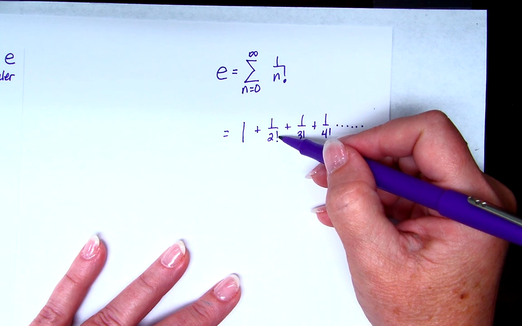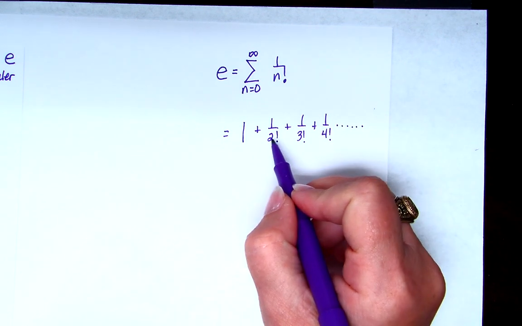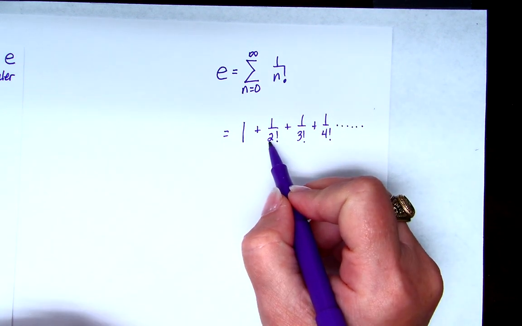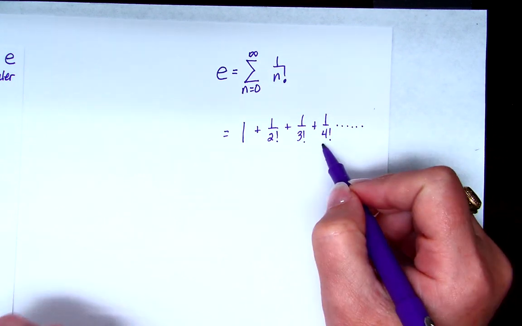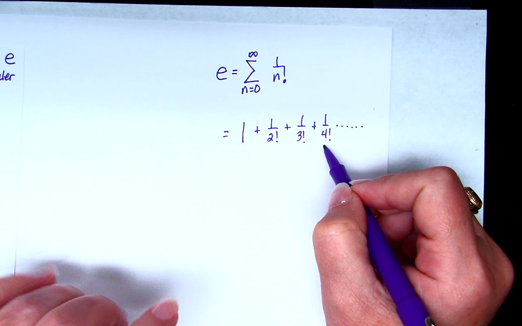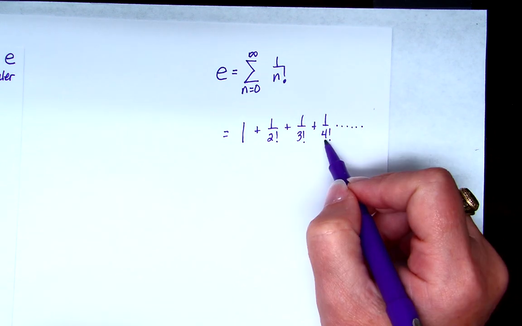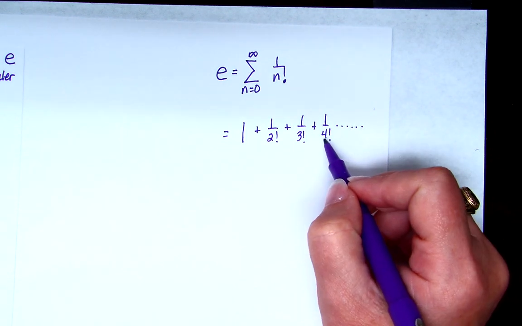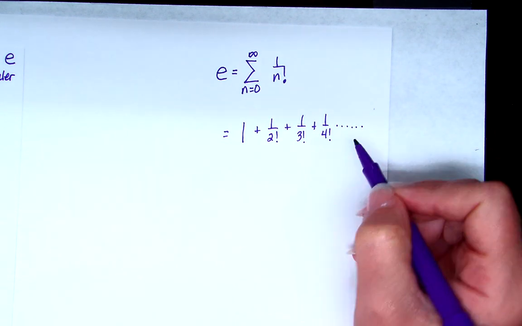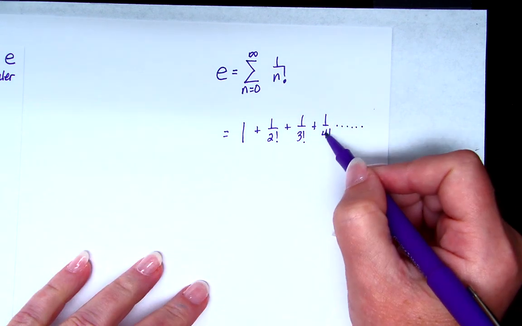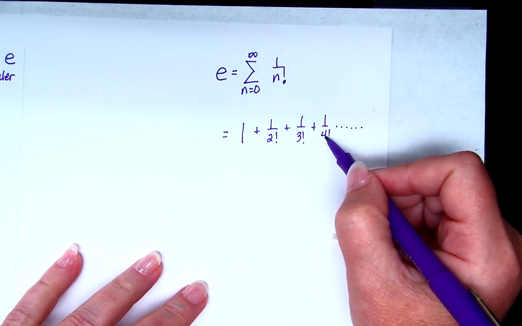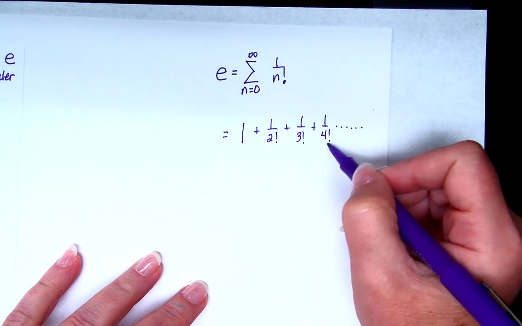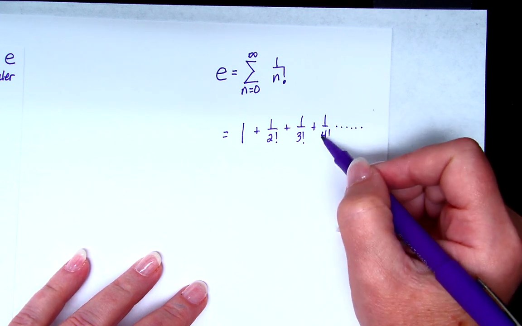Factorial means, if I say 2 factorial, it means 2 times 1. If I say 3 factorial, it's 3 times 2 times 1. If I say 4 factorial, it's 4 times 3 times 2 times 1. So whatever number it is factorial, it's times all the numbers below it. Does that make sense? So can you see how this number could get really big really quick, which means this fraction is getting really small really quick?